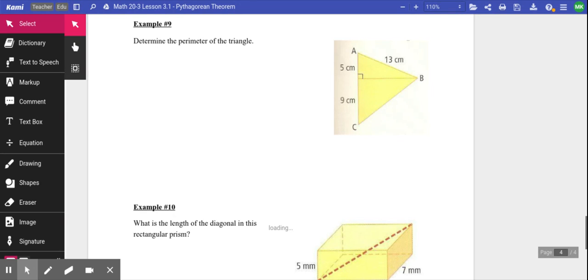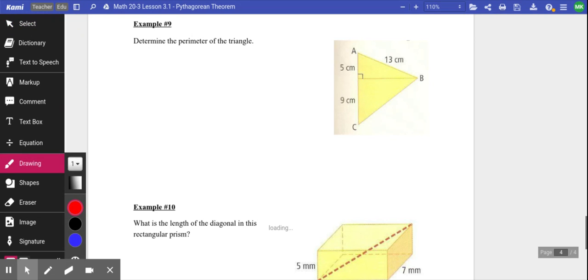Okay, so everyone's flipped back. Example number 9. Perfect. Example number 9 says determine the perimeter of the triangle. The perimeter is the outside, as if you had to walk around the outside of this shape. The perimeter is this that I'm going to do in green.